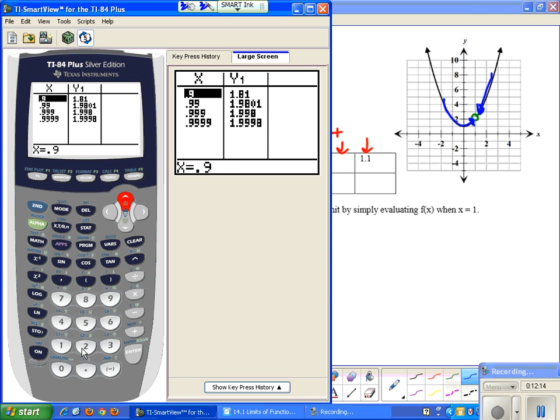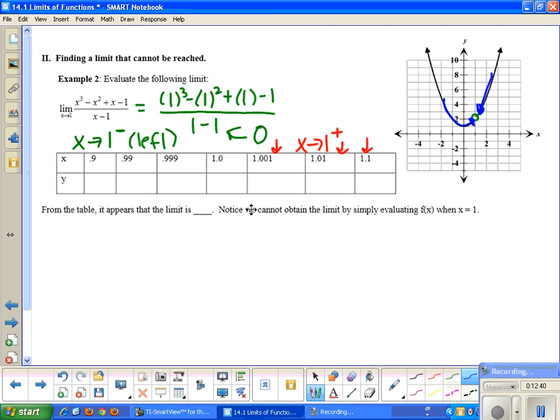As I approach from the right side, values above 1 but very close to 1 would be 1.1. But we can do even better than that. We can get even closer by doing 1.01. And we can get even closer by doing 1.001. And even closer would be 1.0001. And notice that these values are coming closer and closer to 2 from the other side of our graph.